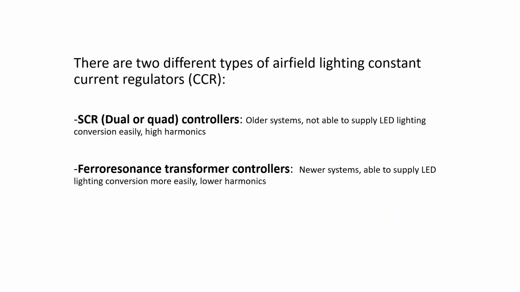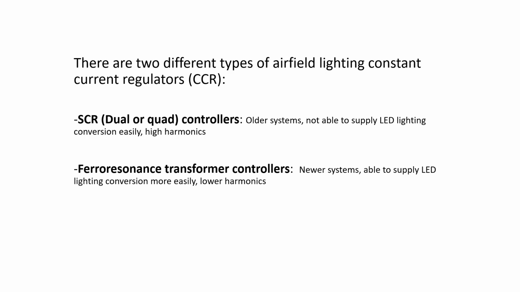Now, there are two different types of airfield lighting constant current regulators, abbreviated as CCRs. The first type is an SCR dual or quad controller. These are typically a little bit older and not able to supply LED lighting conversion very easily. They also have high harmonics that are generated. The second type, more modern, is a ferroresonance transformer controller. These are far newer, and they're able to supply LED lighting conversion more easily with lower harmonics.